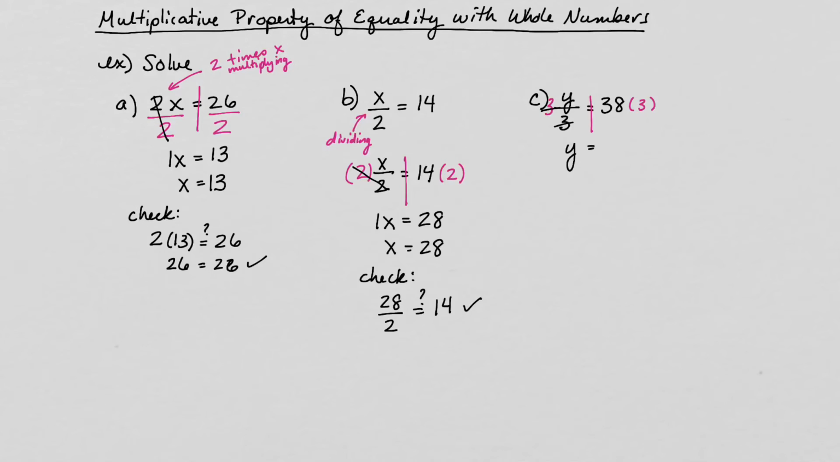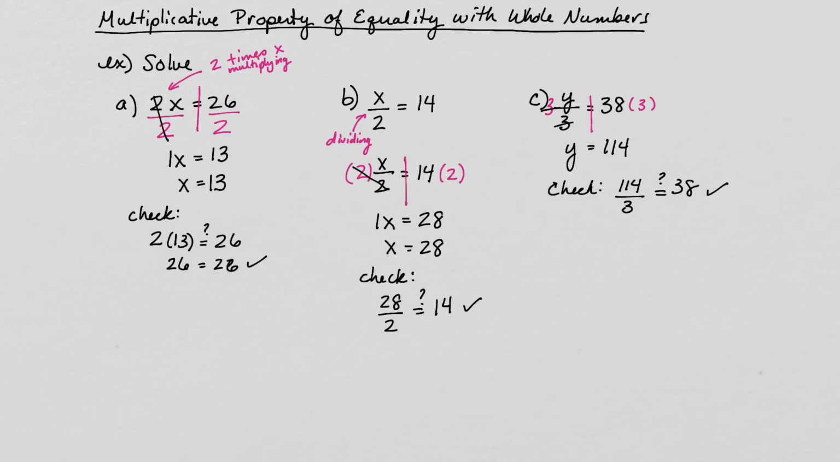And then we need 3 times 38. I'm just punching that into my calculator because I am not the best at multiplying here. So 3 times 38 is 114. And again, you can check your answer. Is 114 divided by 3 actually equal to 38? And if you double check it, yep, it actually does.